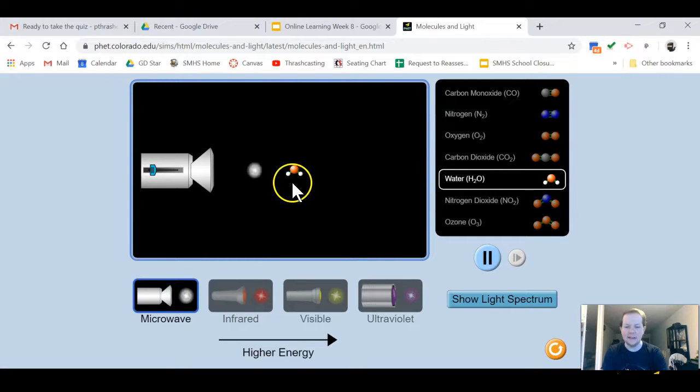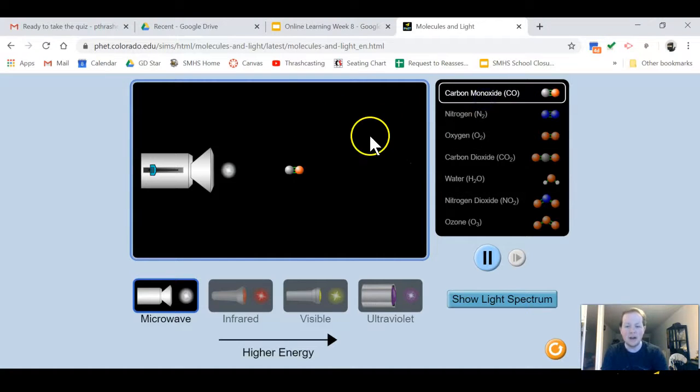Let's try microwaves. Oh, look at that. Water is absorbing microwaves and then scatters. Absorb, scatter. Absorb, scatter. Let's watch water. Ooh, absorb, scatter. Let's see. Does carbon monoxide absorb microwaves? Oh, no, I don't see anything happening.